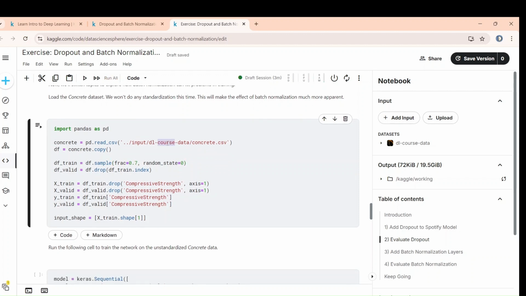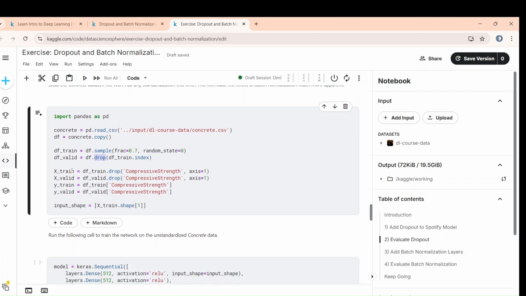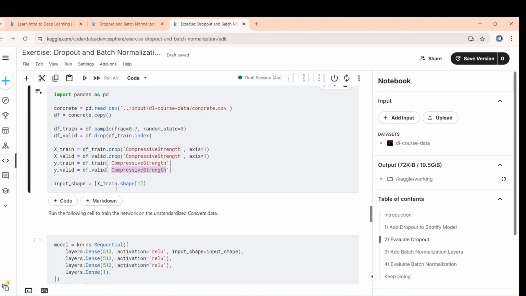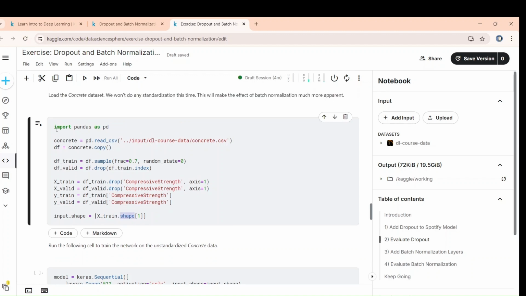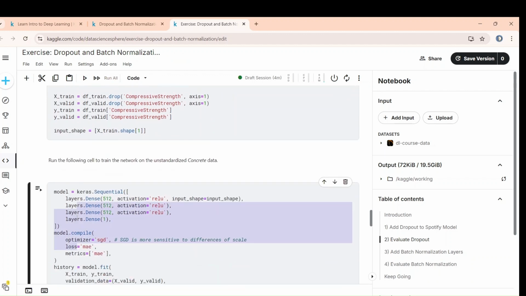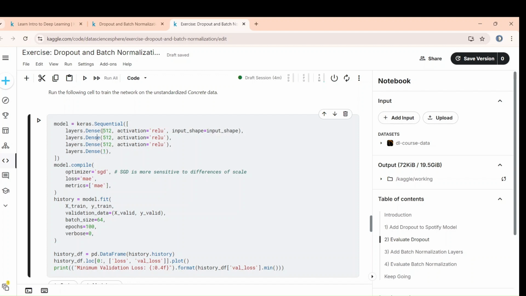Here we have downloaded the dataset and made a copy, and the target column is dropped. X train is set. Y train, the output, is the compressive strength. So Y valid, X valid. Input shape is also taken. Let's run. Okay, done.